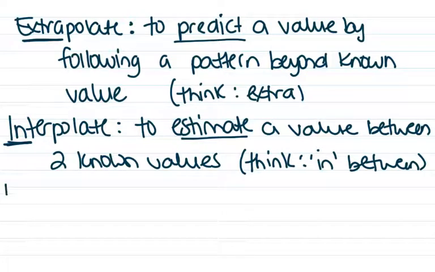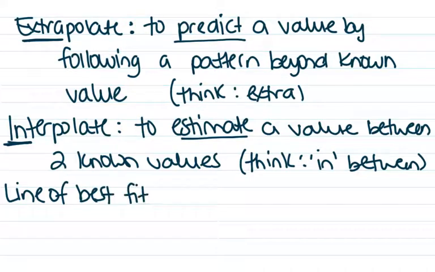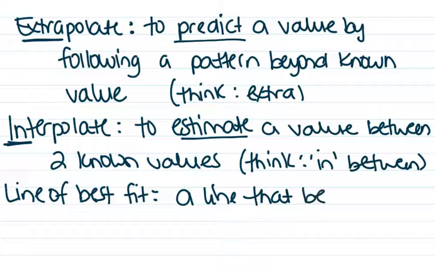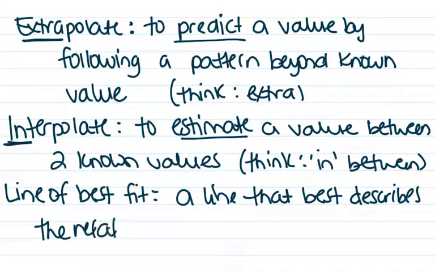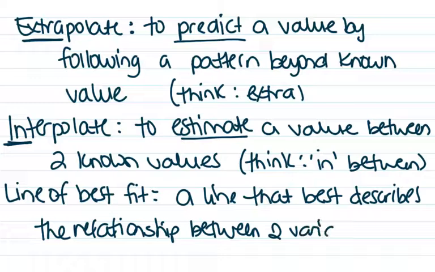All right, and then a line of best fit is on a graph, on a scatter plot. It's a line that best describes the relationship between two variables in a scatter plot.